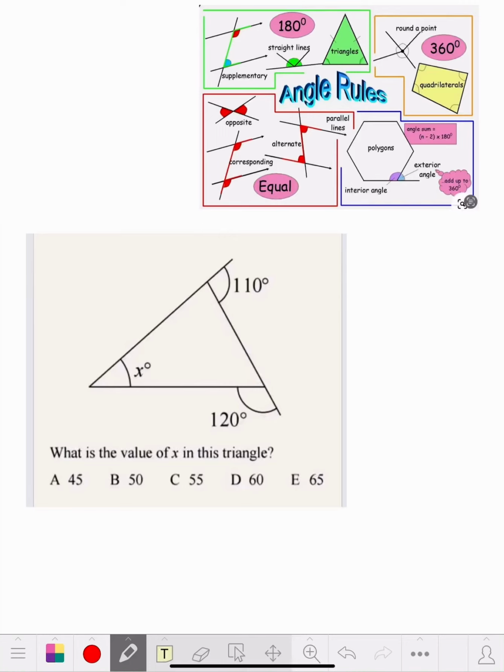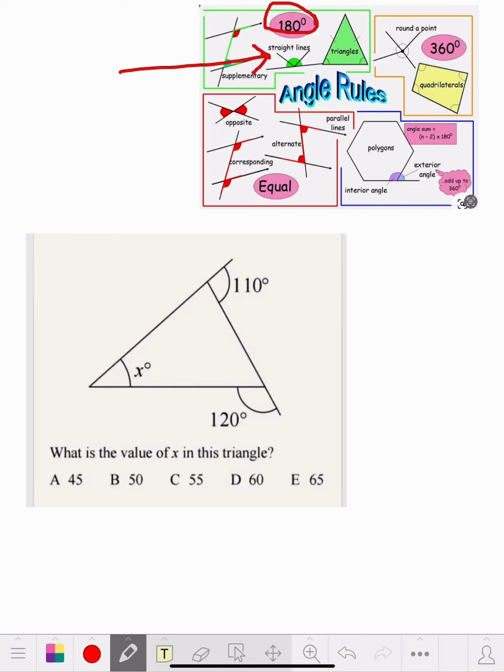The problem they gave us today says, what is the value of x in this triangle? I put the angle rules above because the more times you look at them, the better off you're going to be. We're going to use a couple of them here. The first one is called the straight line, and that states that any straight line is 180 degrees.